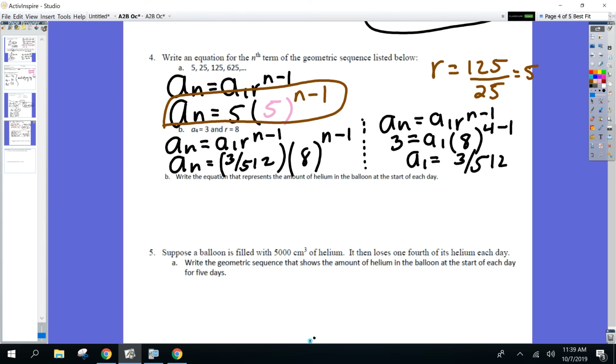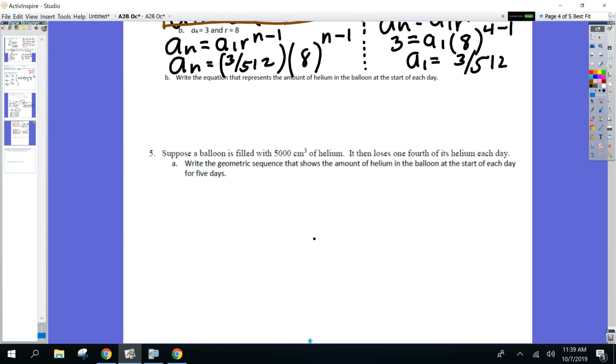Any questions from you guys? Okay. Little helium in the balloons. Did I leave that one in there? You start out with how much? 5,000, right? It loses 1/4 of its helium each day. Write a geometric sequence that shows the amount of helium in the balloon at the start of each day.